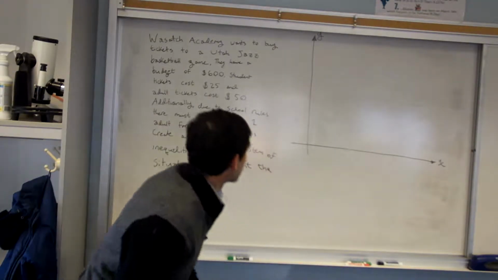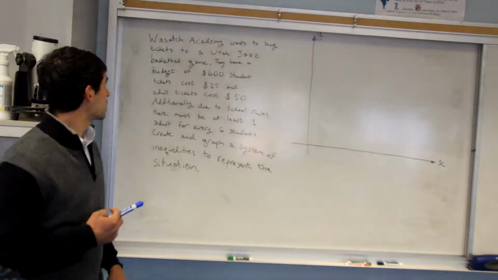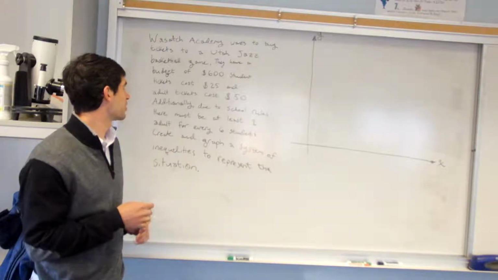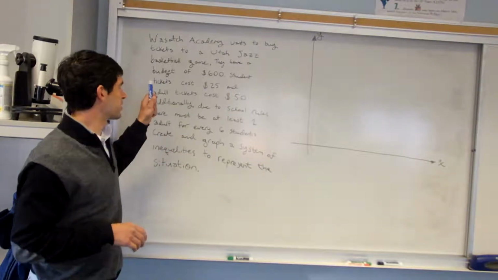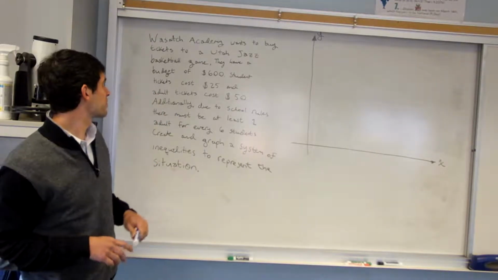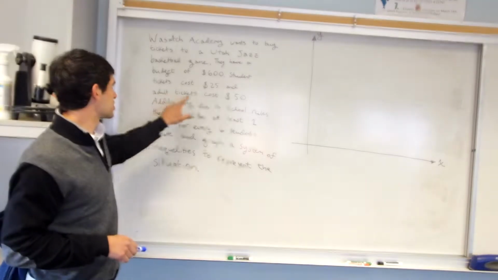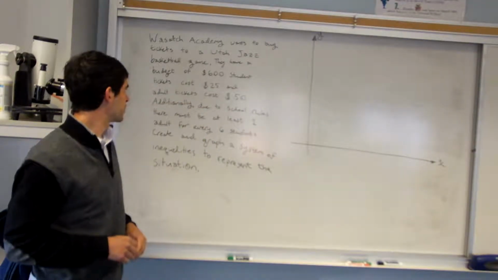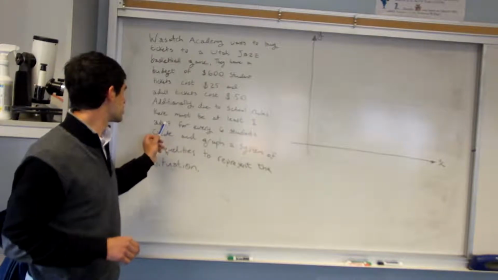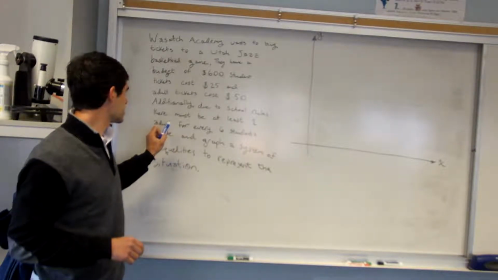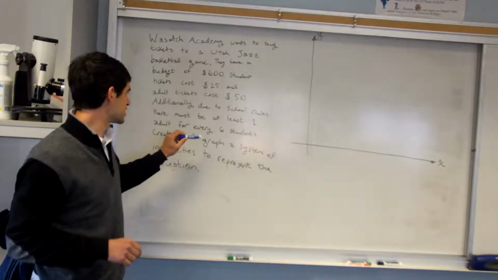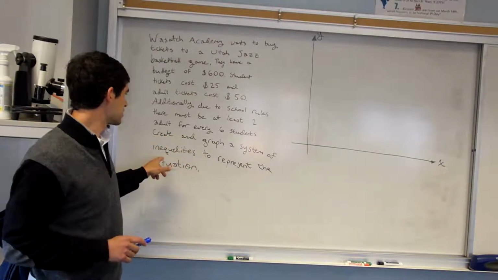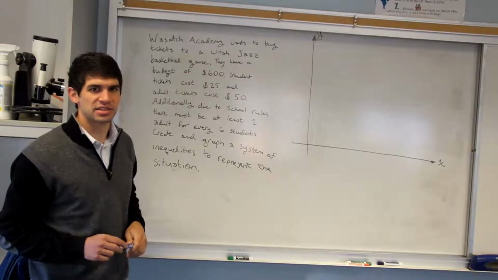The problem that we are given is that Wasatch Academy wants to buy tickets to a Utah Jazz basketball game. They have a budget of $600. Student tickets cost $25, and adult tickets cost $50. And additionally, due to school rules, there must be at least one adult for every 6 students. So we want to create and graph a system of inequalities to represent the situation.